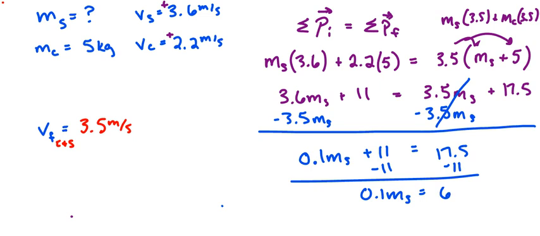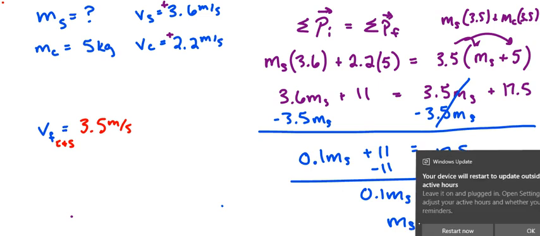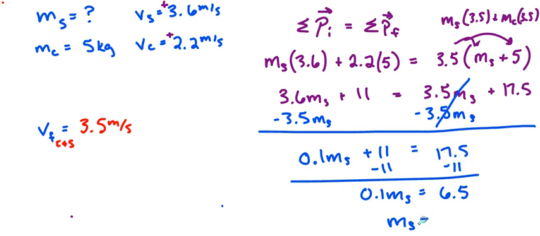Equals 6.5. And then you take 6.5, you divide it by 0.1, and we get that the mass of the salamander is 65 kilograms. If you look at the problem, it's got 3 significant digits everywhere, so you could put 65.0 kilograms. And that is that one.